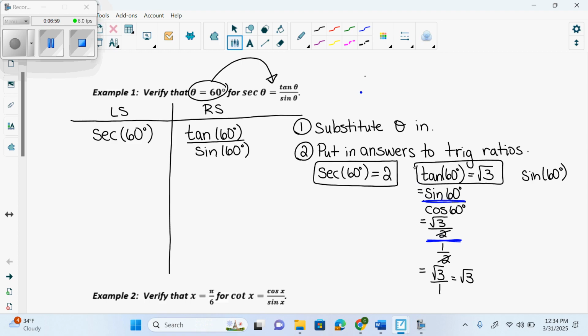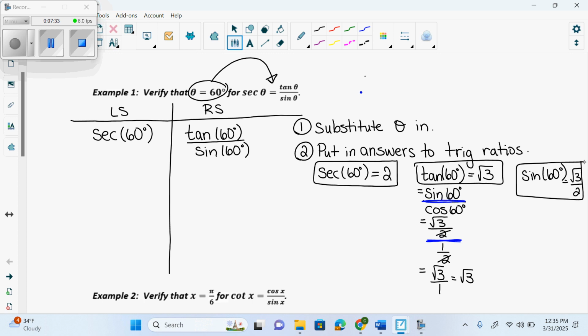Everyone agree? Now the only thing I have left is sine of 60. What's the answer to sine of 60? Root 3 over 2. So off to the side, I do all of the math to get the answers to those trig ratios. Do you see it? I don't do the work in my actual verification. I do it off to the side. Do you agree? Everyone see that? That's the error that happens. People start trying to do the work in here. Verification, your first step is to plug in the answer. Your second step is to go off to the side and get the answers to those things.